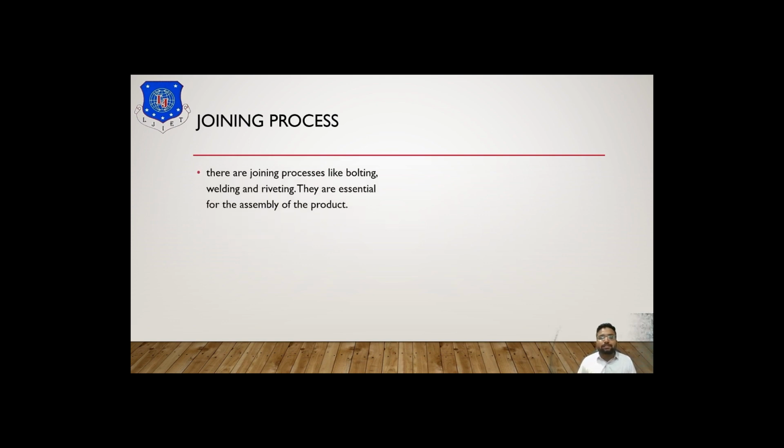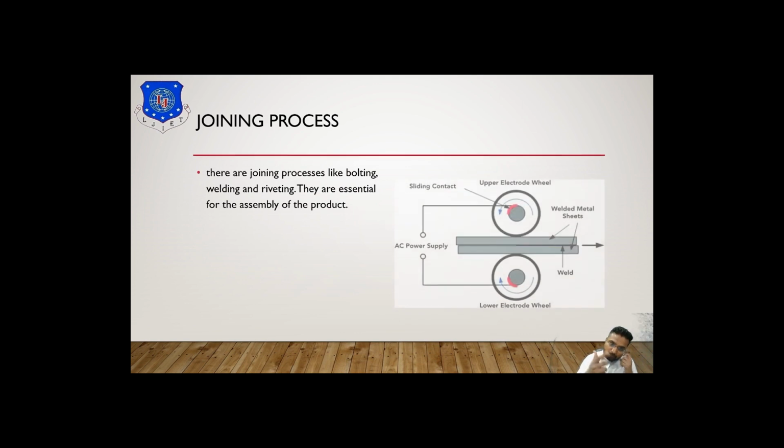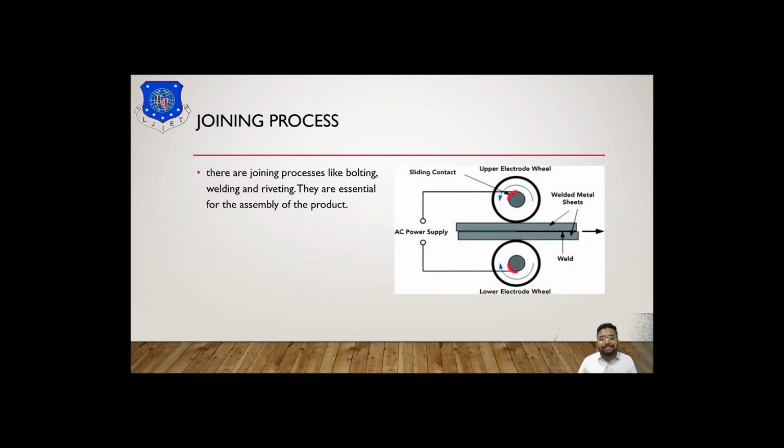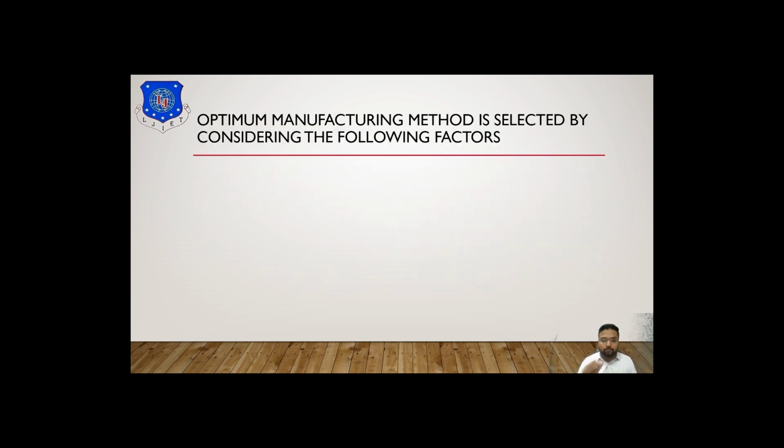There are joining processes like bolting, welding, and riveting. They are essential for assembly of the products. Here we can see an electric welding machine, which is used in a car body workshop, provided by AC power supply, and which welds our metal sheets by fusing them together.